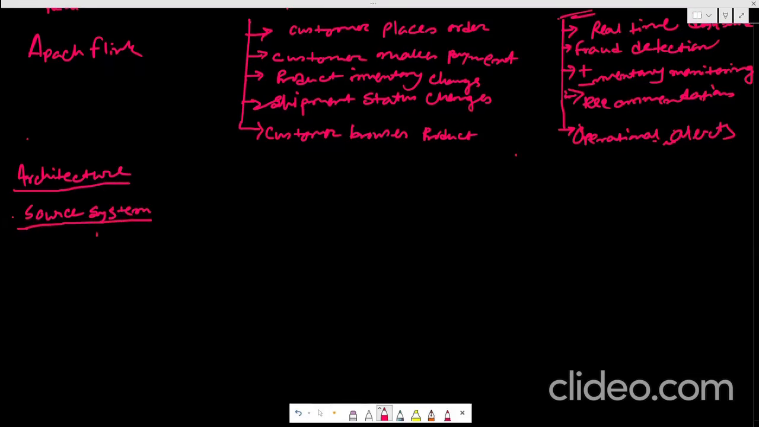Different source systems can be there. First of all, I am just giving some examples. Suppose PostgreSQL. This can be our source system, like different kinds of databases actually.